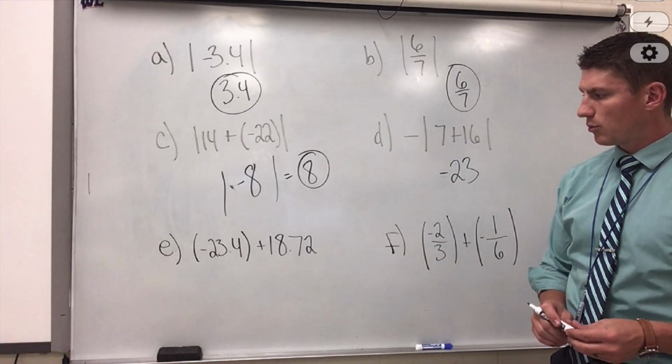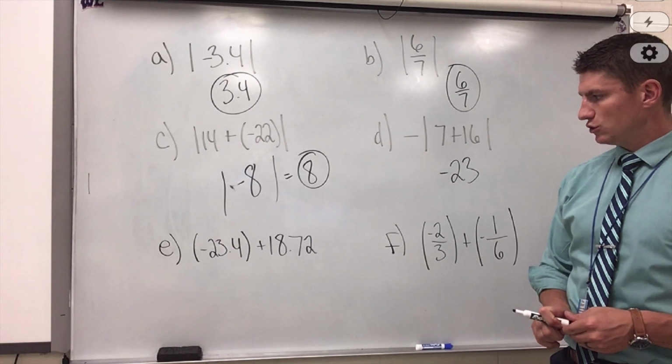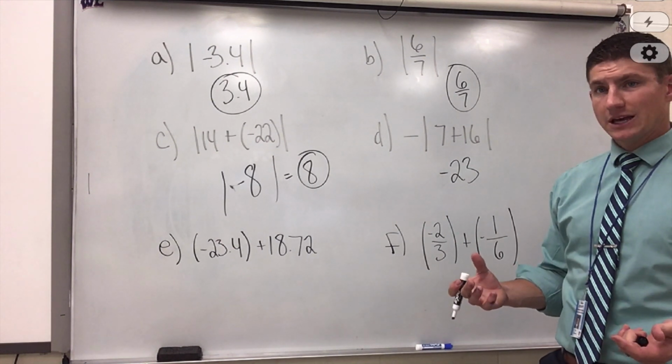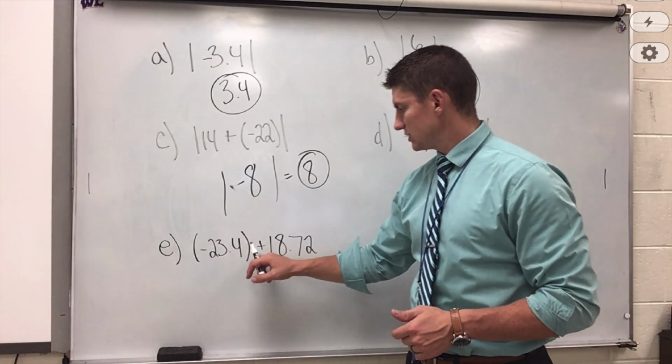Letter E asks me to find the sum of this value. You've got negative 23.4 and positive 18.72. In order to set this up, I'm looking at adding real numbers, and I would say that they have a different sign because this is negative and this is positive.